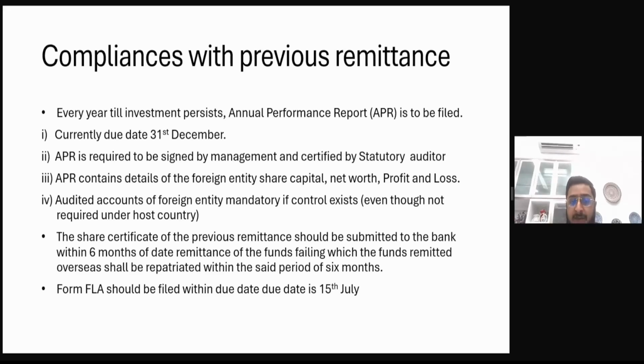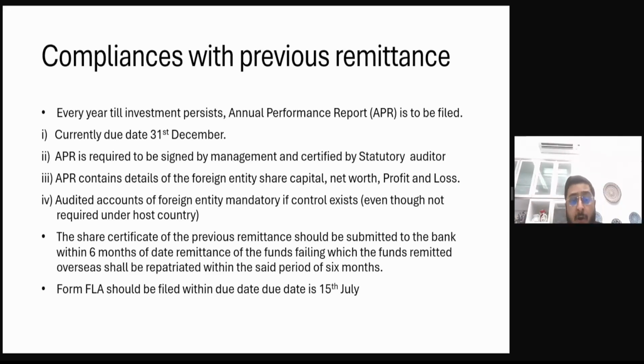Again, the share certificates of any previous remittance. Whenever you're doing an ODI, the share certificate should be received from the foreign entity, and it should be submitted to the AD bank within 6 months. Failing which, you will have to repatriate this money back. You'll get a time limit of 6 months, and you'll have to repatriate the money back if you're not able to procure the share certificate from the foreign entity and submit it to the bank. You'll have to remit back the money.